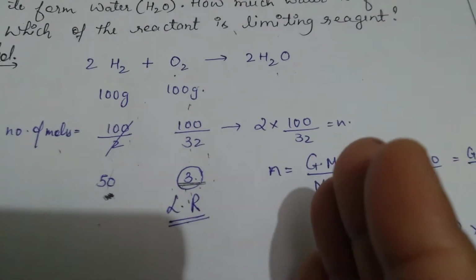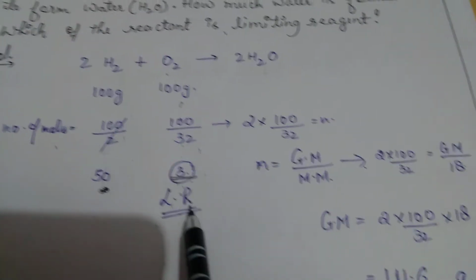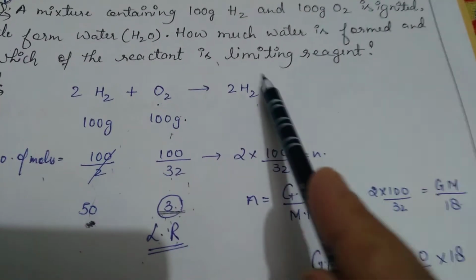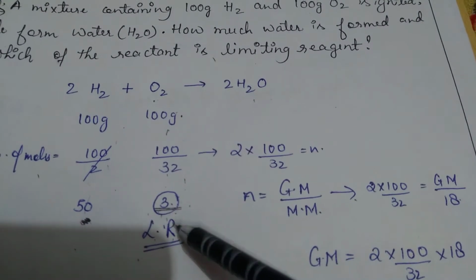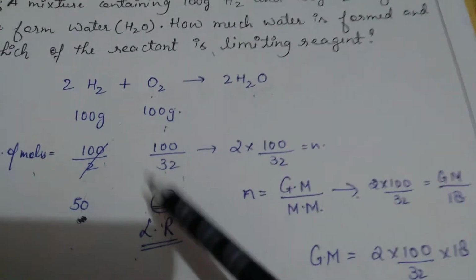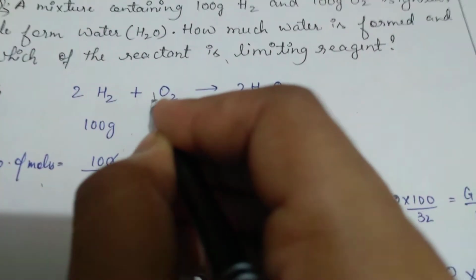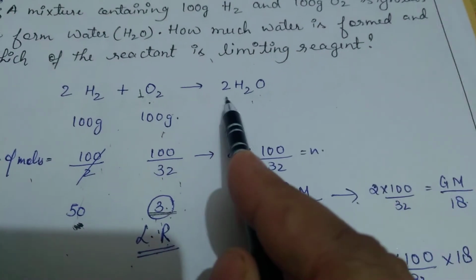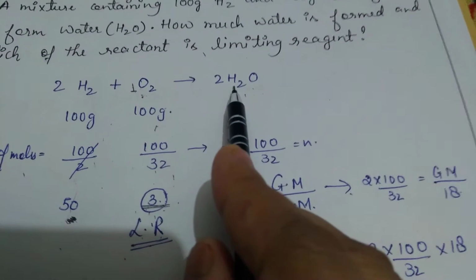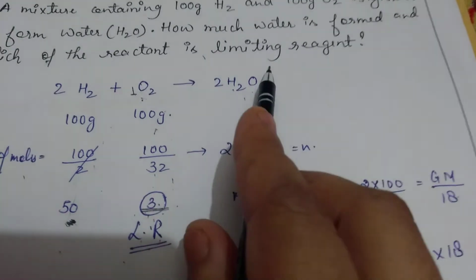It means if there are fewer moles, that substance will be consumed first and will be called the limiting reagent. Okay, now the second part was to calculate how much water is formed. Since this is the limiting reagent, whatever product is formed depends on the amount of this. So now see here, what is the stoichiometry of oxygen? That is 1. And what is the stoichiometry of water? 2. So it means 1 mole of oxygen forms 2 moles of water. So we will have 2 into 100 upon 32 as the number of moles of water.